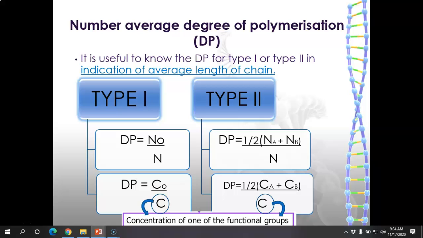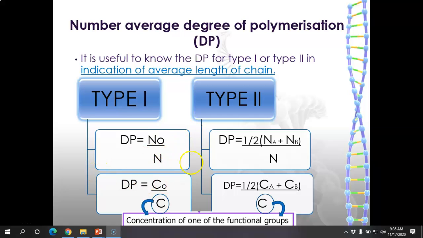Carothers developed a simple equation relating the degree of polymerization to the percent conversion of monomer for type 1 and type 2. It is useful to know the DP for type 1 or type 2 as an indication of the average chain length. For type 1, DP equals N0 over N. What is N0 and N? N0 is the initial number of molecules originally present as monomer, and N is the number of molecules remaining after time.